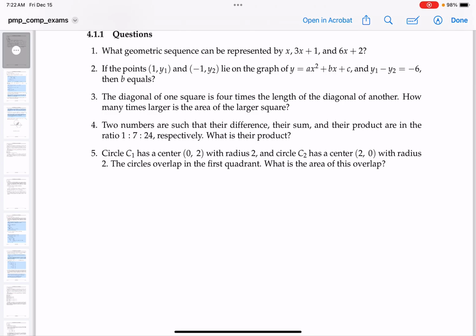Okay, for number 5, we have a circle centered at (0, 2). It has a radius of 2. I'm going to visualize this on the whiteboard later. And then it says circle C2 has a center (2, 0) with a radius of 2. So these are two circles of the same size, but they have different centers.